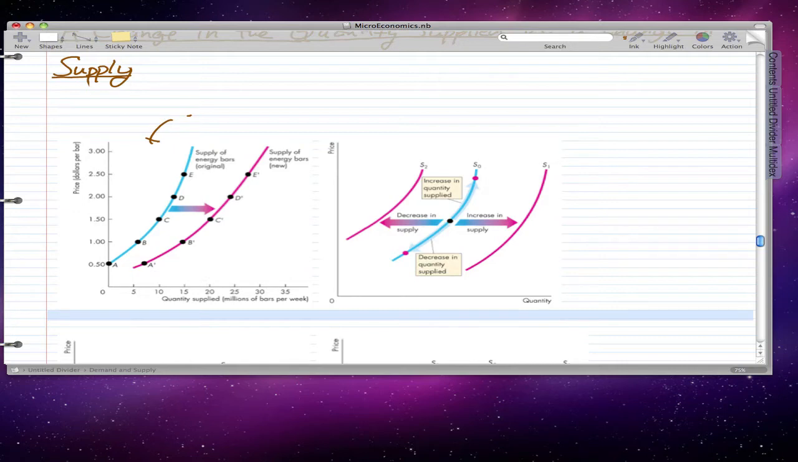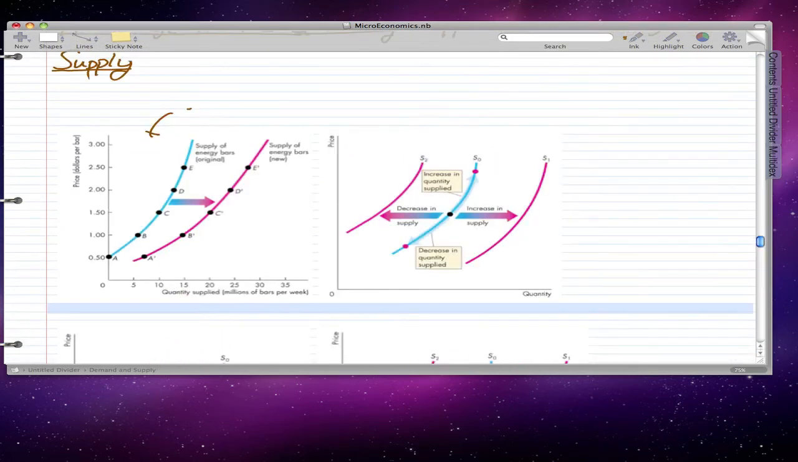A change in the influences on producers' planned sales brings either a change in the quantity supplied or a change in supply. A point on the supply curve shows a quantity supplied of a good at a given price, and movement along the supply curve shows a change in the quantity supplied. A shift in the supply curve shows a change in supply. And this is really similar to what we did with the demand curve and how it changes.